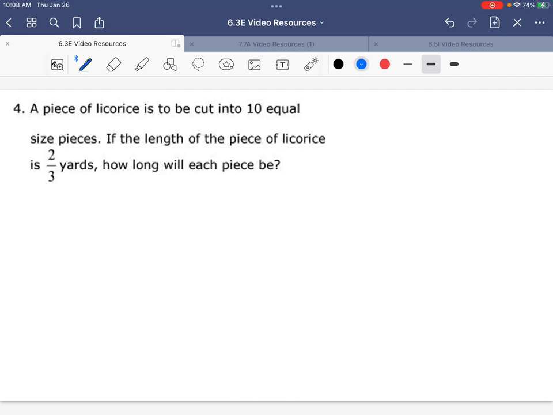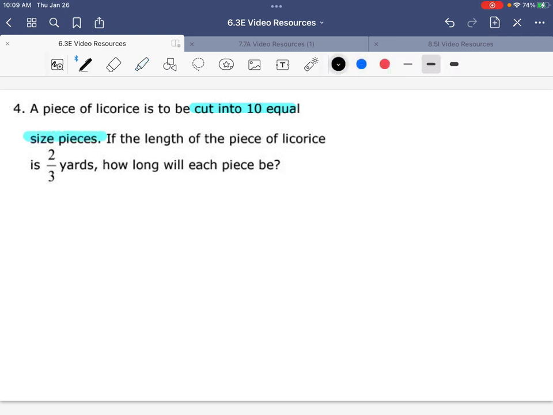Hey guys, today we're going to be looking at division problems with rational numbers when we're given a real-world scenario. So we have a piece of licorice and it's to be cut into 10 equal-sized pieces. So I think that's important. We're cutting it into 10 equal-sized pieces.